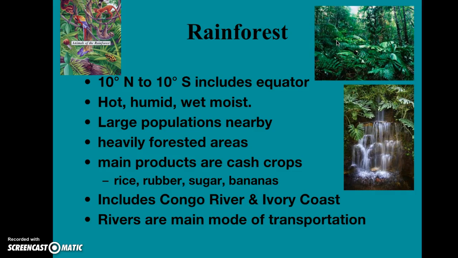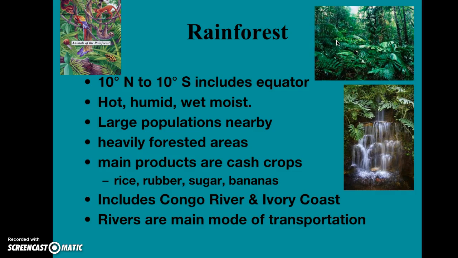So the first climate zone we're going to talk about is the rainforest climate. The rainforest climate is located between 10 degrees north and 10 degrees south of the equator. This is going to be found in the Amazon rainforest, in Central Africa, in the Yucatan Peninsula in Mexico, and in Indonesia, all of which are located near or on the equator. Obviously, it's going to be hot, humid, and moist here. You're going to have extremely large populations located nearby, and heavily forested areas.